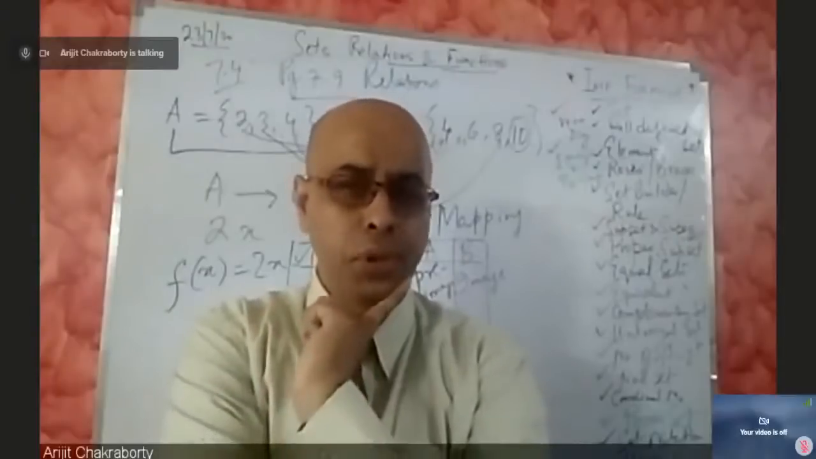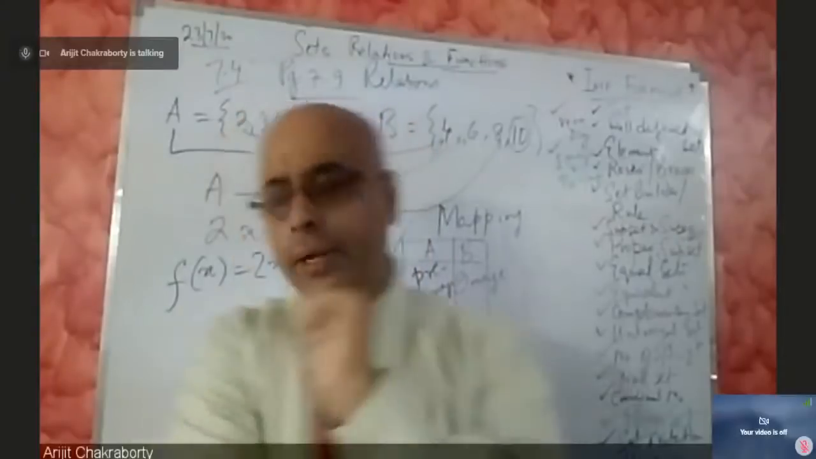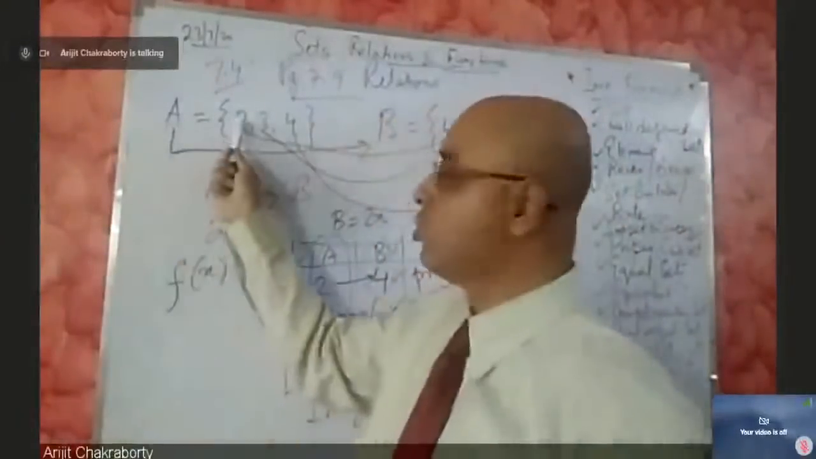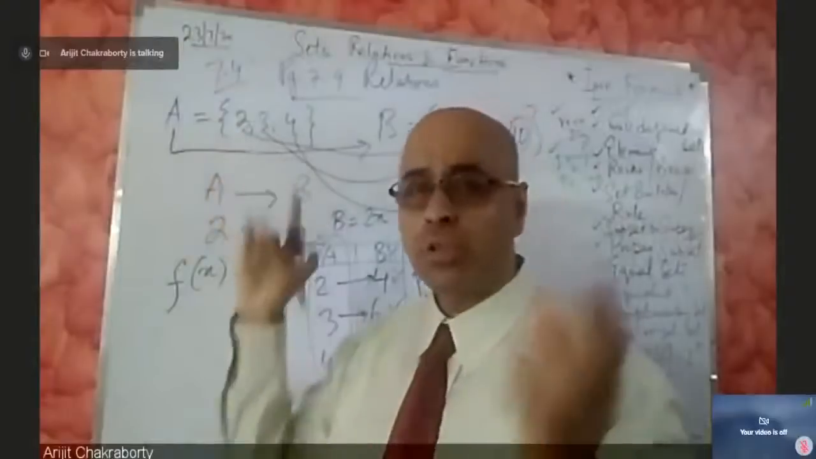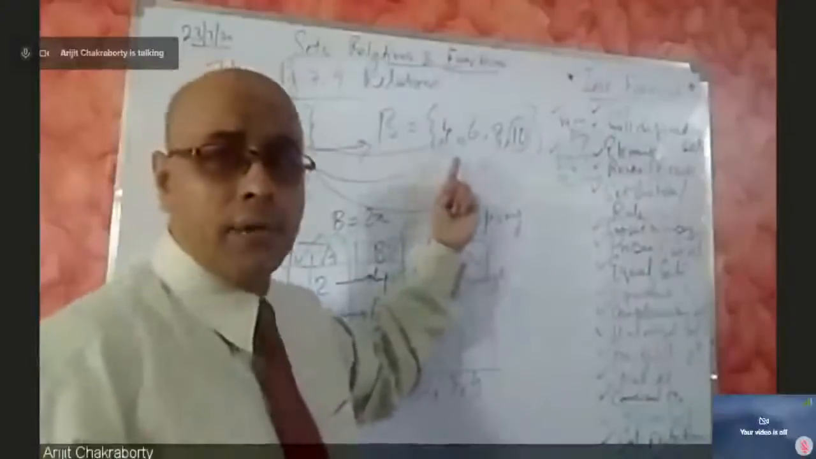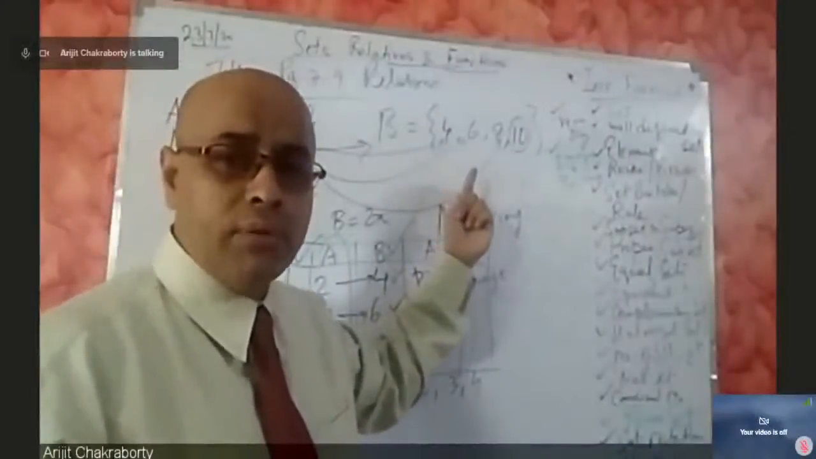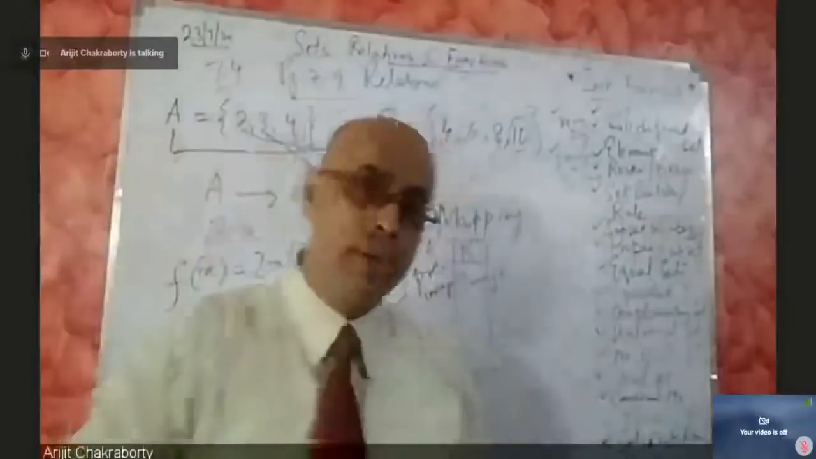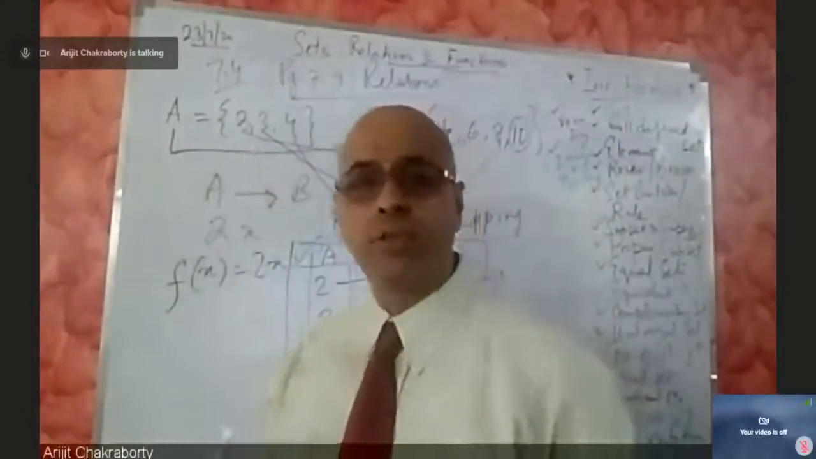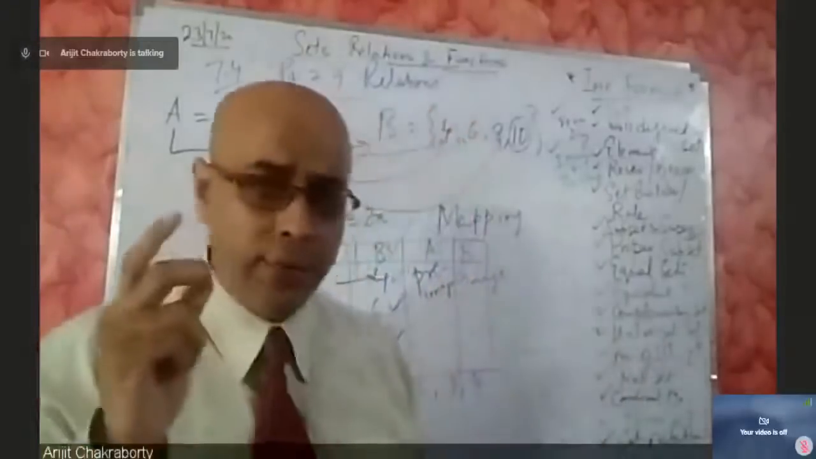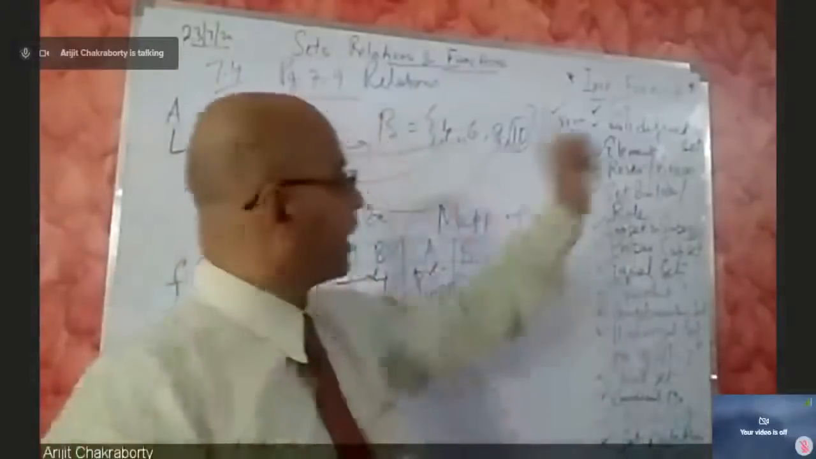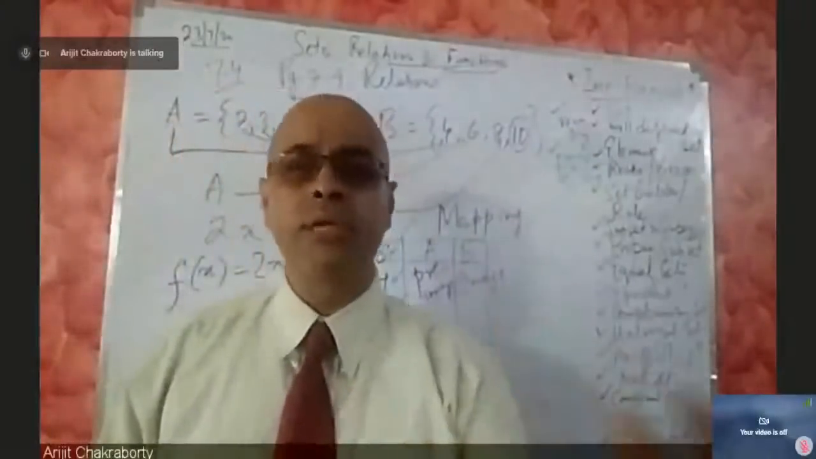I think so. You know, the moment I give you 2, you automatically, immediately calculate and you can tell me that, sir, the first element in set B will be 4. How can you do it? 2 into 2. If I tell you that one element in A is going to be 10, what will be the image of that 10 in B? You will immediately tell me 20.